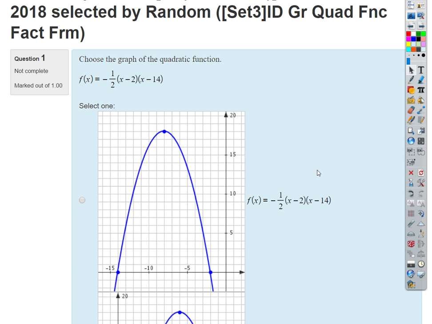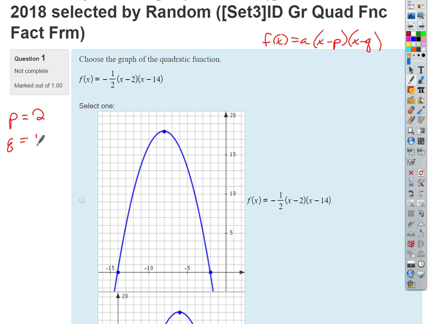Okay, what about this one? Let's talk about one of these, real quick. So, what form is this in? Factored form, very good. So this is in the form f of x equals a times the quantity x minus p times the quantity x minus q. What's the value of p? 2. What's q? 14.